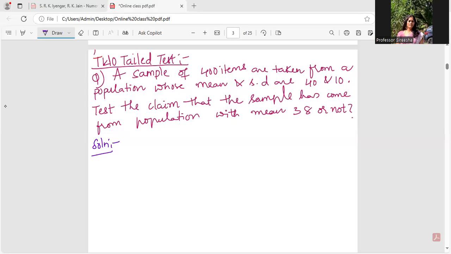Okay, let us see a two-tailed test problem. A sample of 400 items are taken from a population whose mean and standard deviation are 40 and 10, respectively. Test the claim that the sample has come from a population with mean 38 or not.